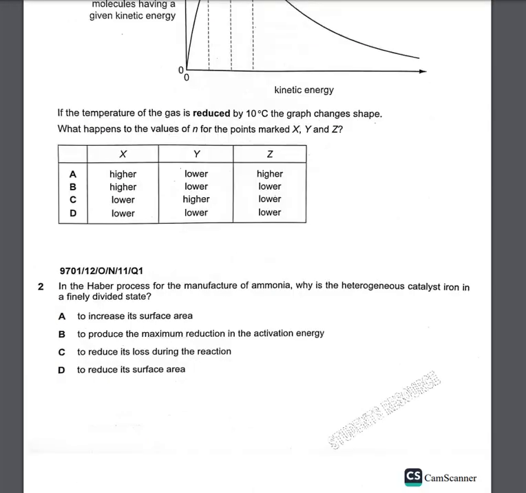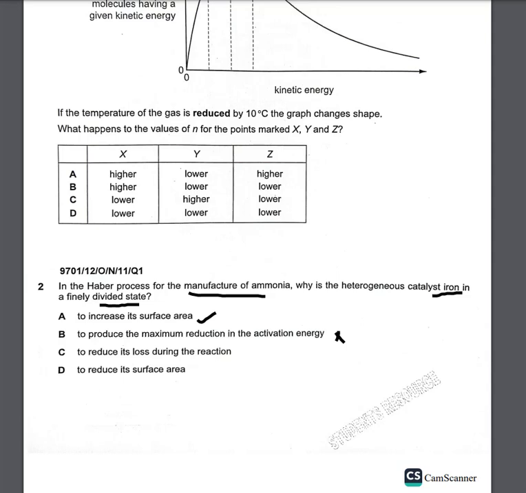Okay, then now he says, in the Haber process for the manufacture of ammonia, why is the heterogeneous catalyst iron in a finely divided state? Okay, so now let's check the options. To increase its surface area, yes it is. To produce the maximum reduction in activation energy, no. It would still cause the same decrease in activation energy given the conditions it is in the powdered form or it is in the solid.